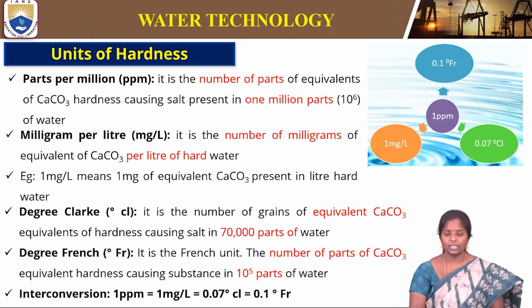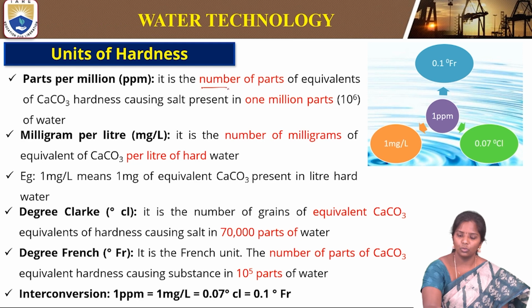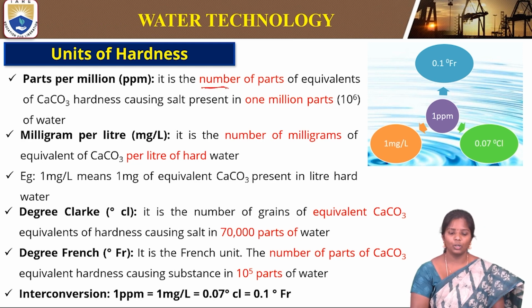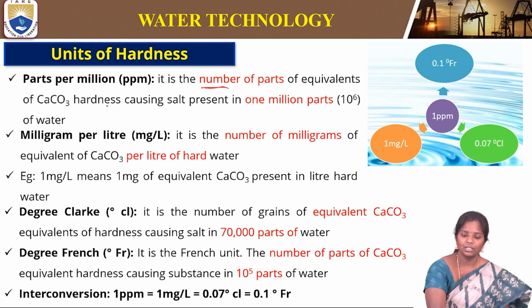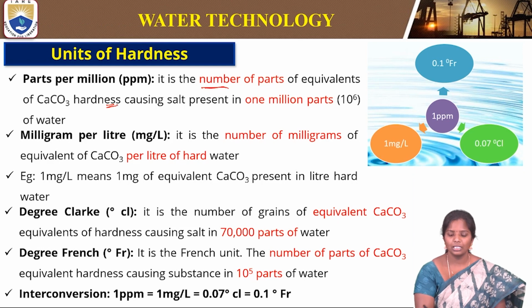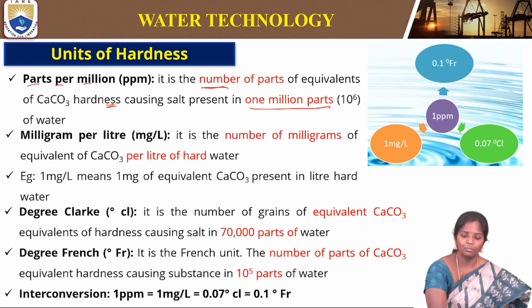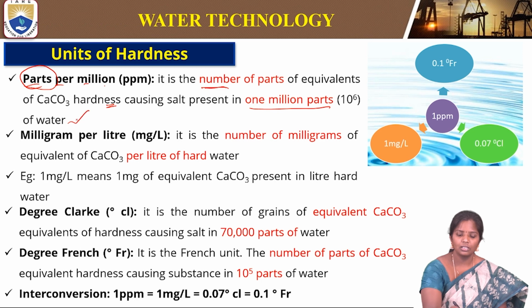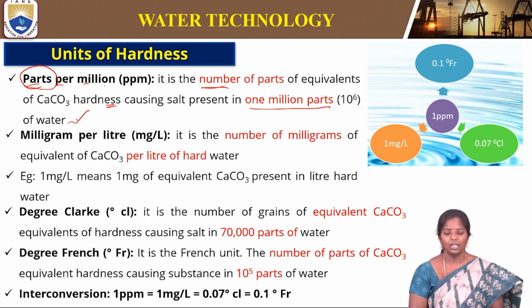So these are the units that are used. Number of parts of equivalence of calcium carbonate hardness causing salt present in 1 million parts. So we are saying parts per million. So parts present per 1 million of water is nothing but ppm. This is one of the forms of expression that is used for hardness.